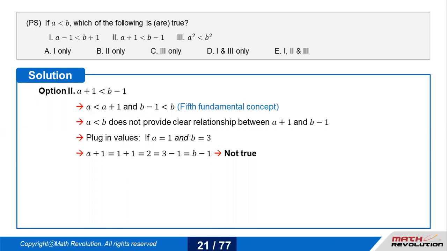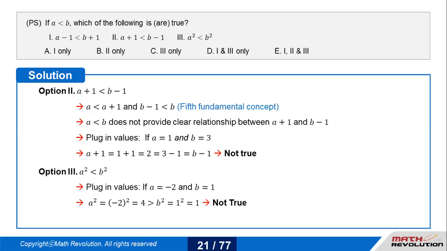Option number 3 is all about the square. So it's much better to plug in the values. If you put A equals minus 2 and B equals 1, it becomes 4 is greater than this, which is not true. So only option 1 is true in this particular question.